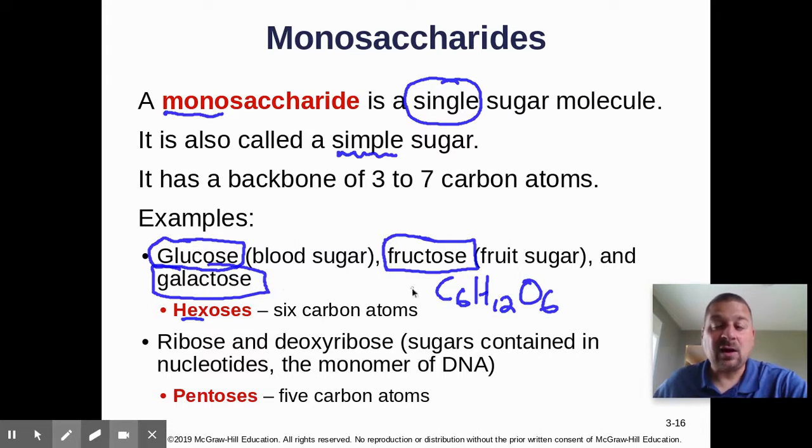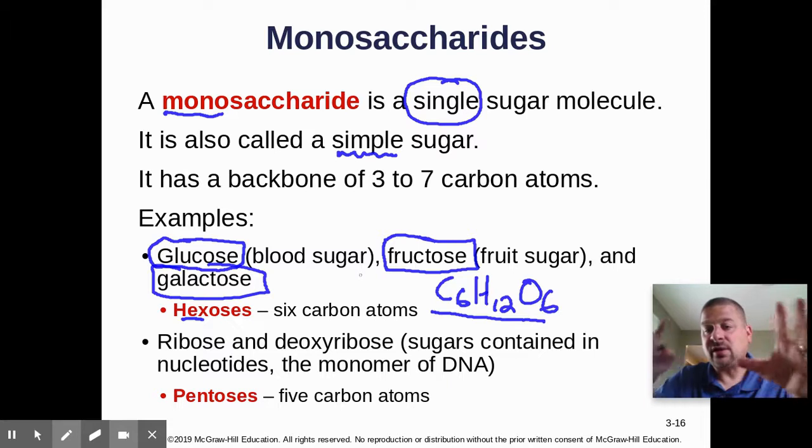Remember, what do we call it if they have the same molecular formula but different structural formula when you draw them out? Isomers. If you said isomers, winner, winner, chicken dinner. They are isomers of each other. They are made up of the same amounts of atoms, but they're just rearranged and combined differently.